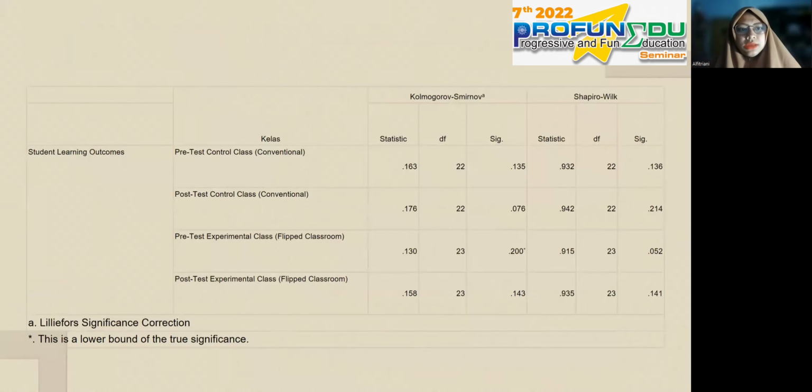So this is the result. There is a significant difference between pre-test and post-test. In the control class, the pre-test we got 0.136 and the post-test 0.214. And the experimental class is very different. In the pre-test they got 0.052, and in the post-test they got 0.141.